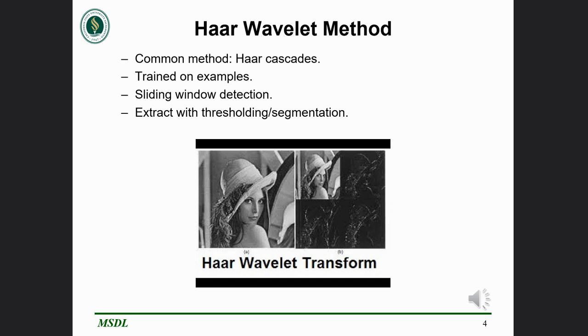The Haar cascade classifier consists of a set of features that are trained on positive and negative examples of the object of interest. During detection, the classifier scans the image using a sliding window and applies the features to each window. If the features match the pattern of the object, the classifier outputs a positive result. Once the object is detected, you can use various techniques to extract or isolate it from the rest of the image, such as thresholding or segmentation. This will be the end of this slide, and now we'll proceed to the next slide.